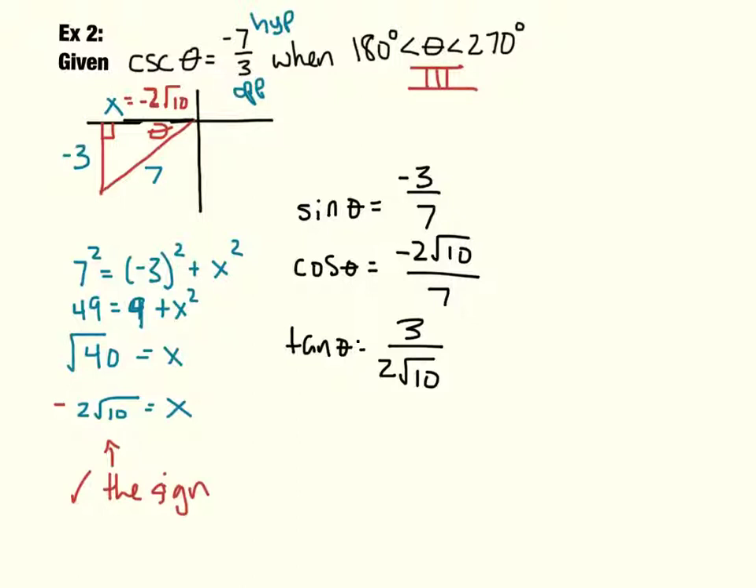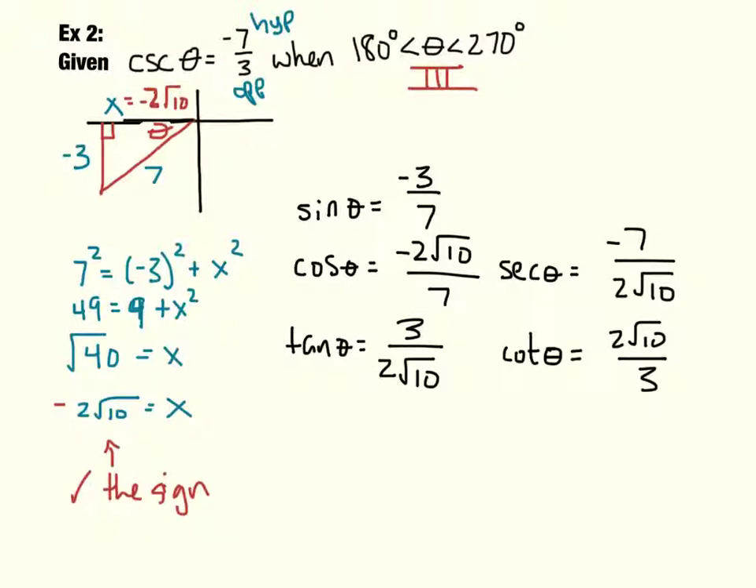We were already given cosecant, so we can jump to secant of theta. Well, it's the reciprocal, so negative 7 over 2 square roots of 10. And the cotangent of theta would be 2 square roots of 10 over 3. Now, once I have all of my trig ratios, I'm done.